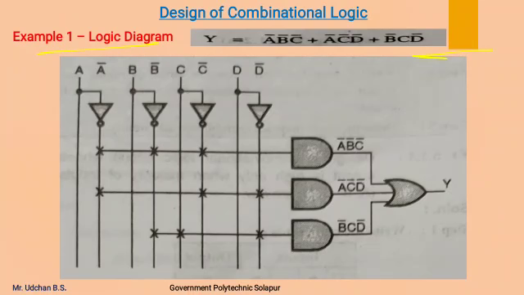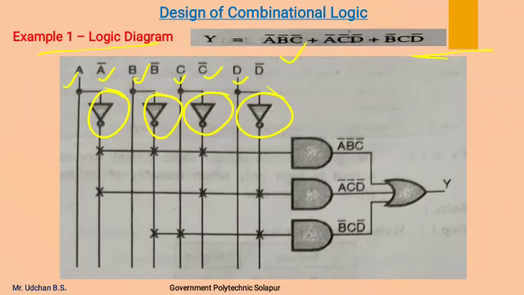The given output expression is like this. Here there are 4 variables A, B, C, D and their complements. This is the line for A and this is the line for A bar, which is obtained using a NOT gate. This is the line for B. This is B bar, which is again obtained using a NOT gate. This is line C. Again using a NOT gate we obtained a C bar line. This is line D. Using a NOT gate we obtained a line of D bar.